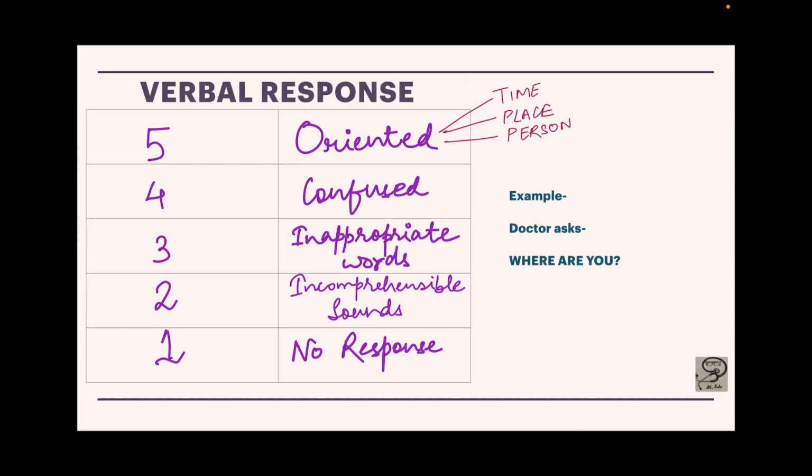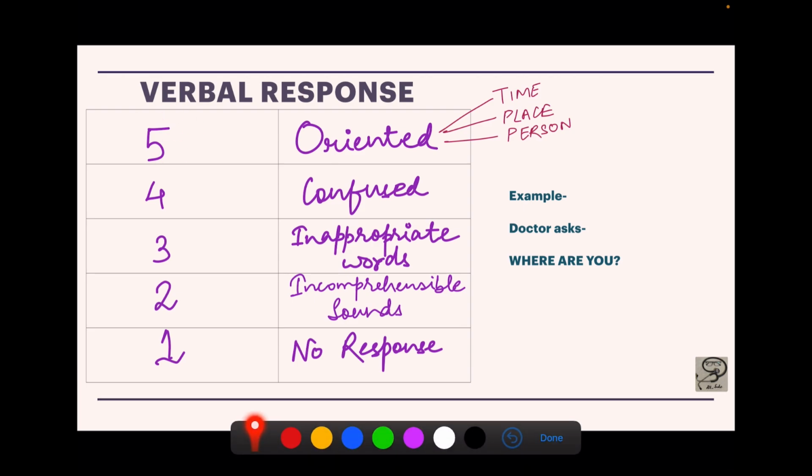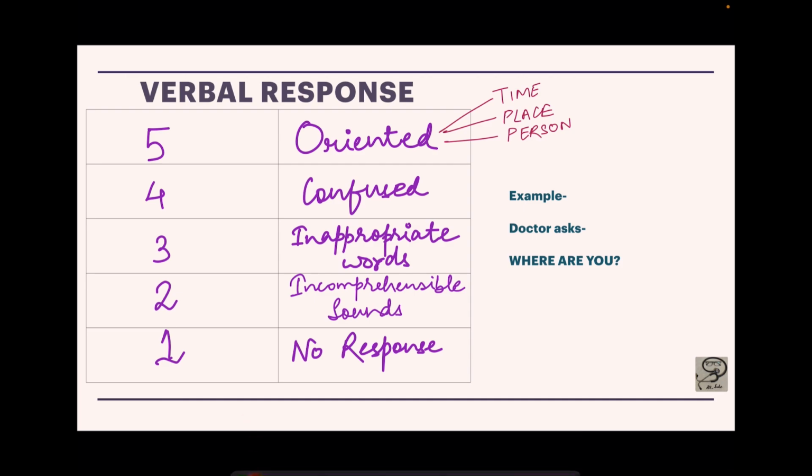Next is the verbal response. Here we check how the patient is communicating with us verbally. For example, score 5 means the patient is well oriented with time, place, and person. For example, if the doctor asks the patient, where are you? And the patient says, I'm at the hospital. That means he knows where he is.